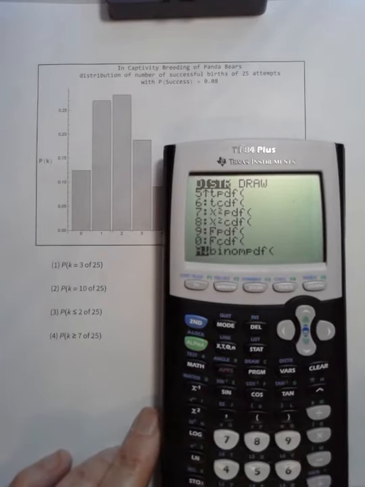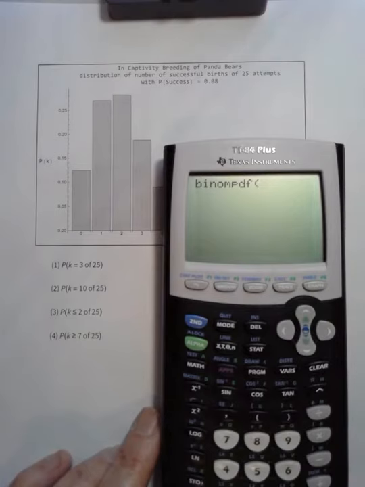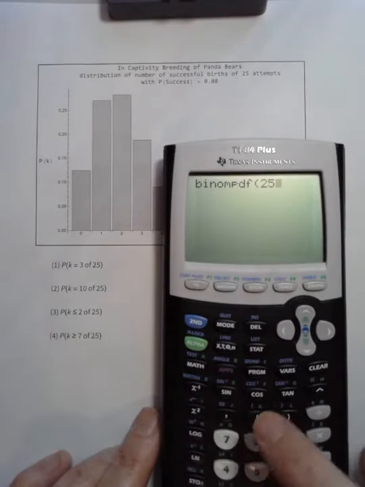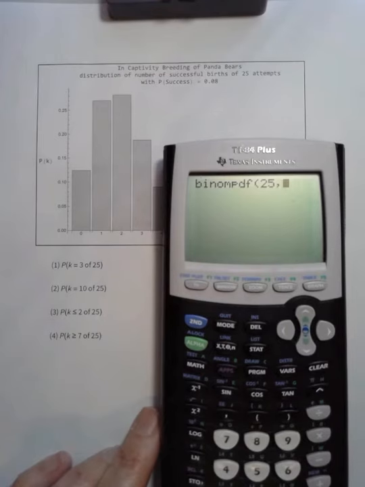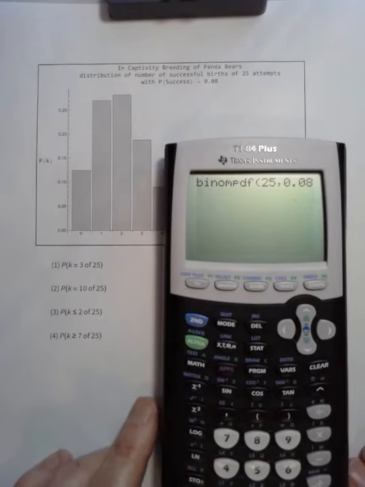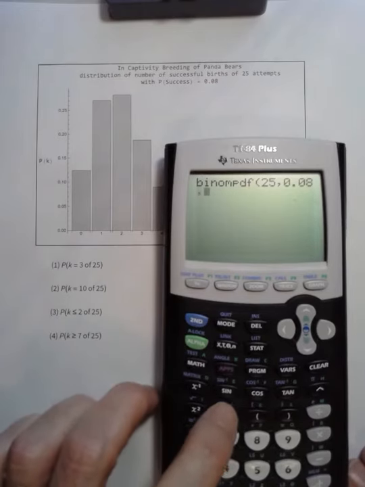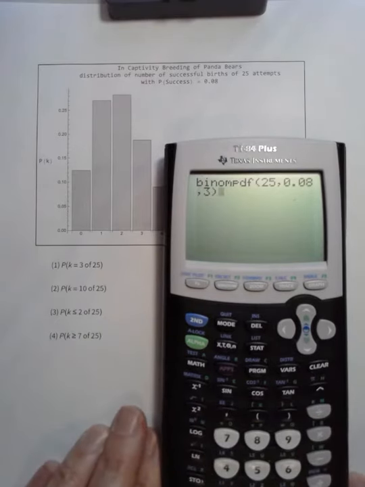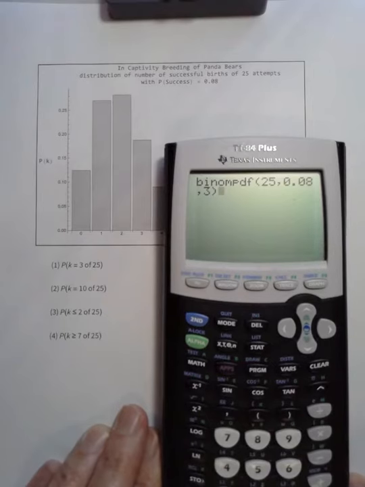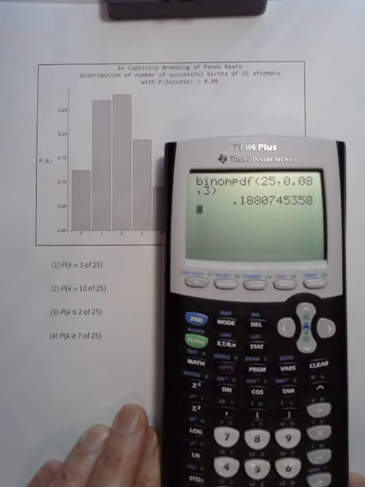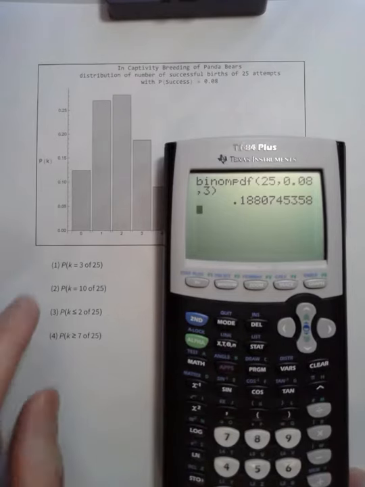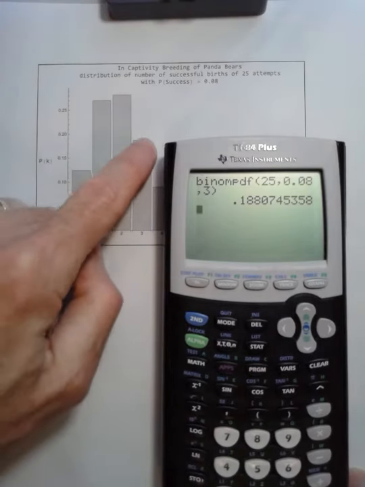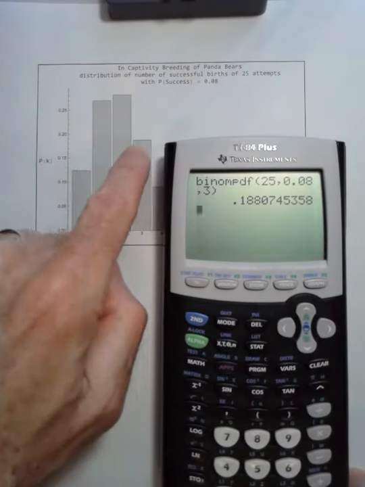So binomial PDF, the first thing we put in is the number of tries, followed by the probability of success on each try. Remember, the trials have to be independent for this to work, which means the probability remains fixed. And the last thing we put in is the number of successes that we want. So this will compute the probability of 3 out of 25 successes. And it gives an answer of 0.18807, and that corresponds to the fourth bar here, probability of 3. Notice it's about 0.188.